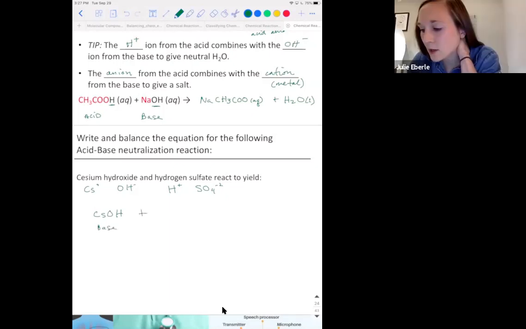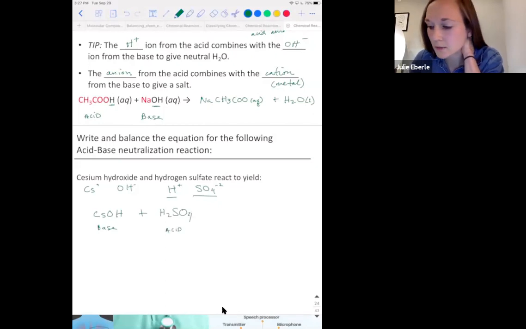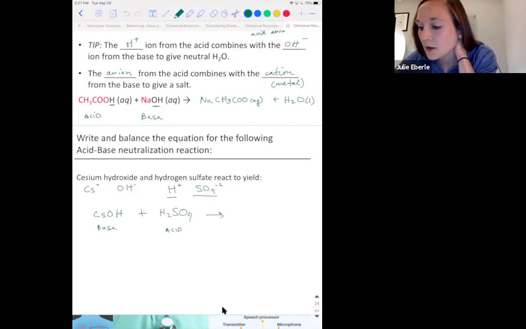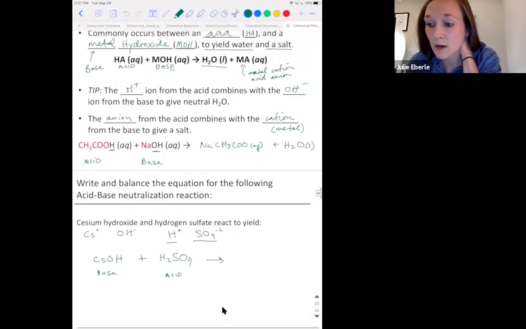Okay, and then the other one, to write a neutral compound, do the switch trick if you have to. You need 2 hydrogens, 1 sulfate. So it should be H2SO4, and this is your acid. It's called sulfuric acid, but it's also known as hydrogen sulfate. Okay, so if these are going to react, you can use the rules of a double displacement reaction, or you can use the rules we just talked about, the tip, okay, here, to form water and to get your salt.